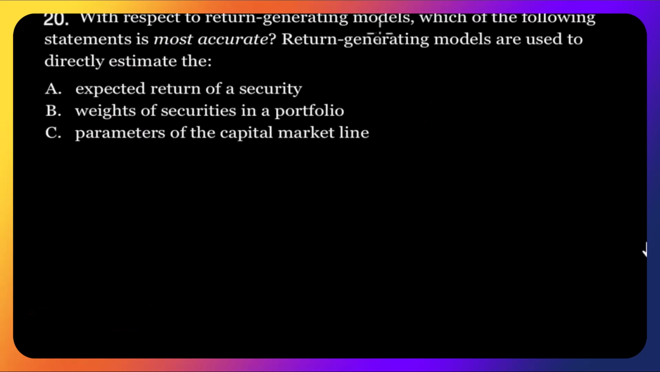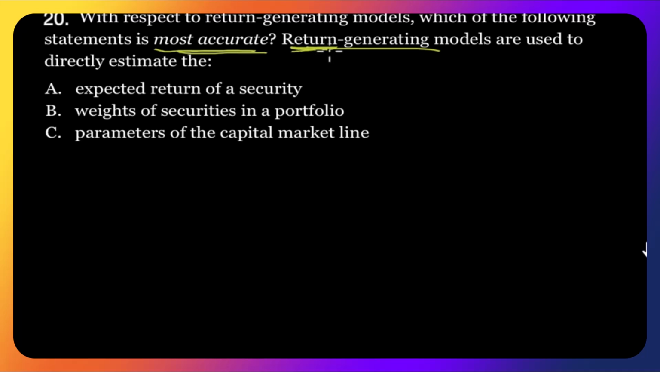With respect to return generating models, which of the following statements is most accurate? Return generating models are used to directly estimate the... Well, look at what it's saying. It's a return generating model. What do you think it's generating? Returns. Return generating models are used to directly estimate the expected return of a security, the weights of securities in a portfolio, or parameters of the capital market line.